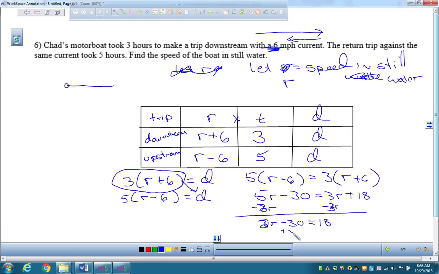Add 30. See, it's good you guys are keeping me awake, okay? I only had 6 cups of coffee this morning, okay?